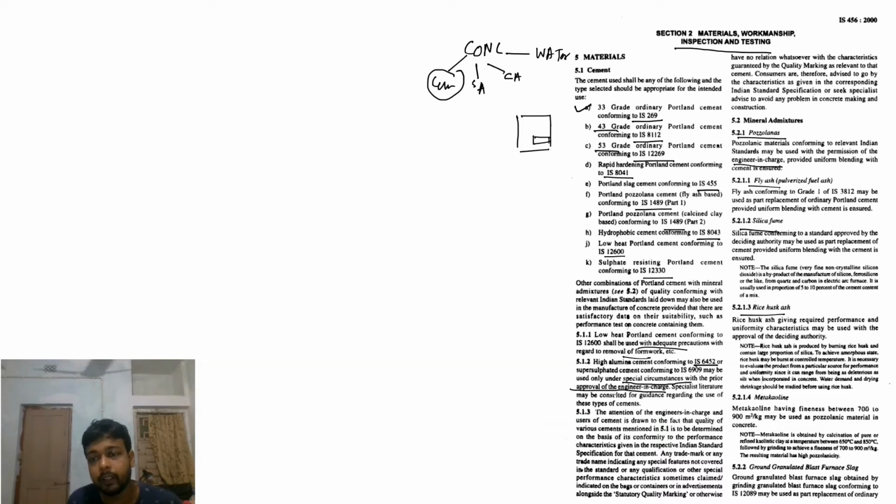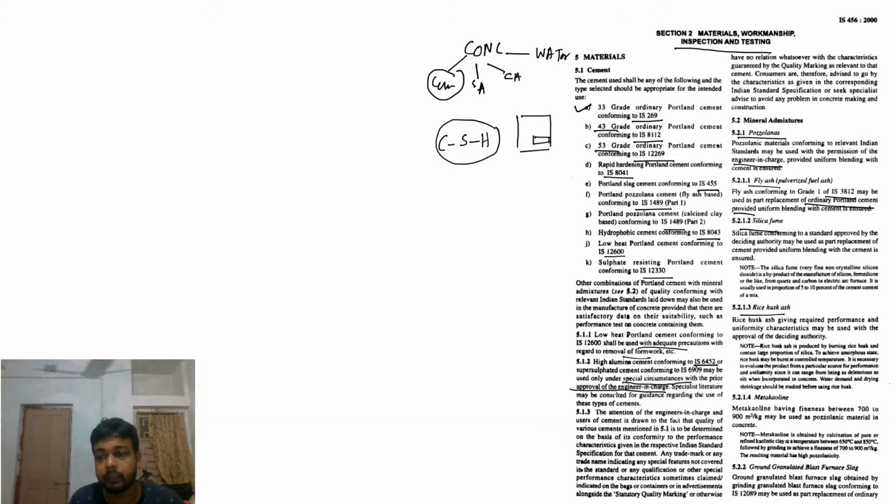Fly ash conforming to Grade 1 of IS 3812 may be used as a part replacement of ordinary Portland cement, provided uniform blending with cement is ensured. Why are they talking about replacement? Because in silica fume you find the CSH gel. When this is added with water, it makes very good quality CSH gel. That is why here we talk about the replacement. Now we talk about silica fume.